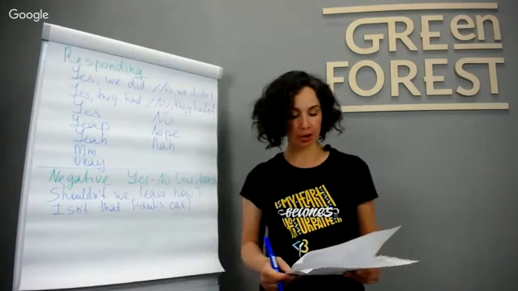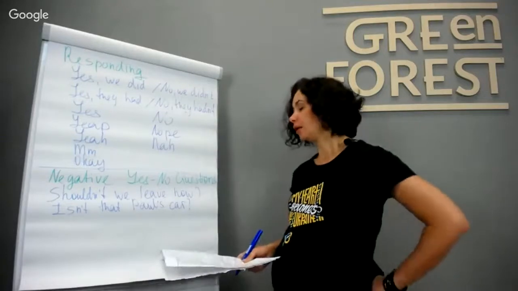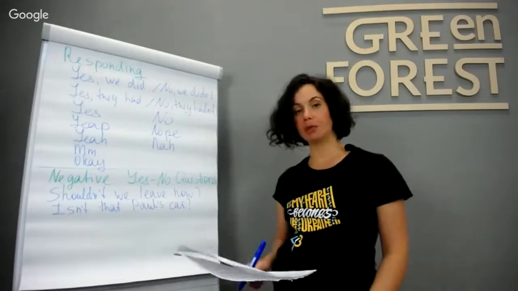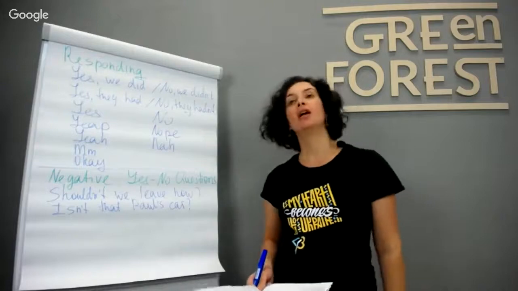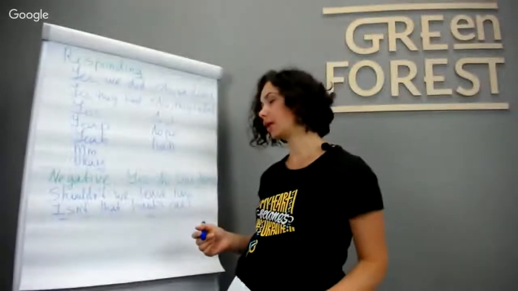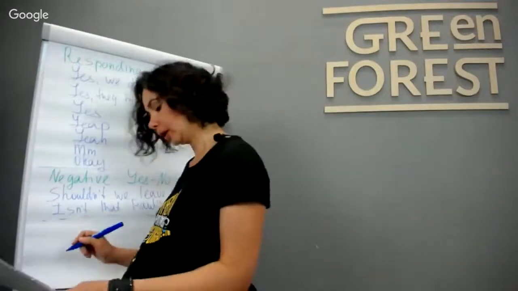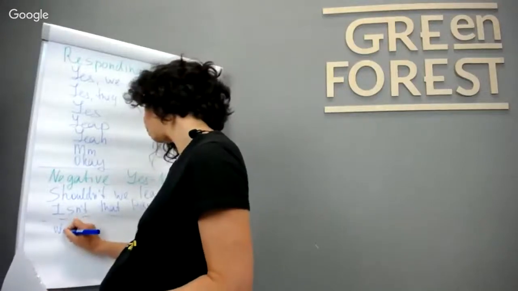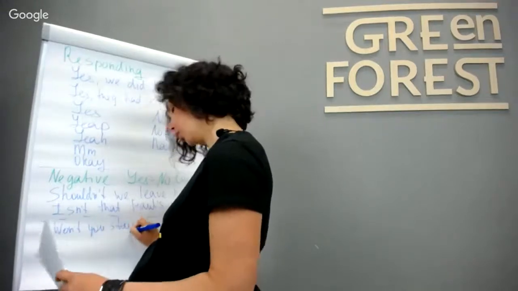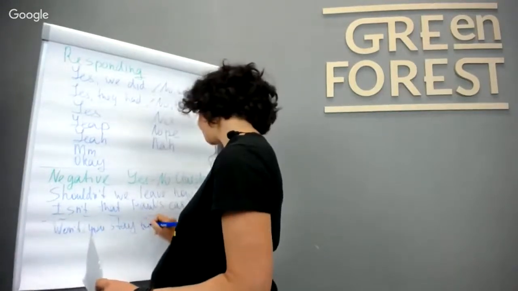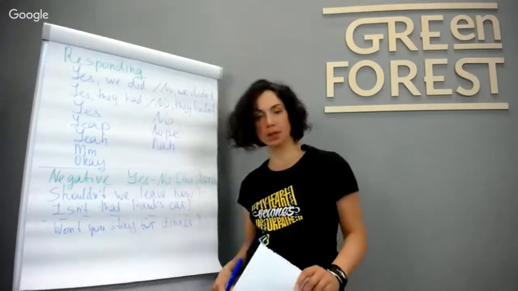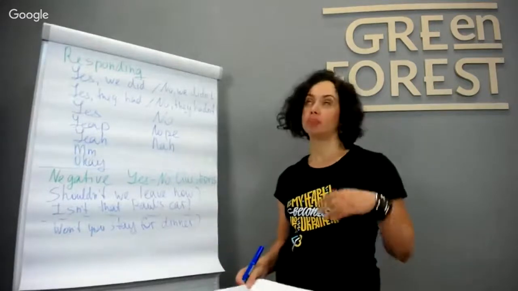Except for confirmation and checking, we can also use negative yes/no questions when we want to offer or invite somebody to some events. So this was check and confirm, and here are other examples about invitations and offers. Won't you stay for dinner? Won't you stay for dinner means, why don't you stay for dinner? Please stay for dinner.